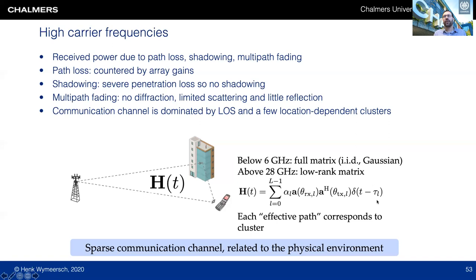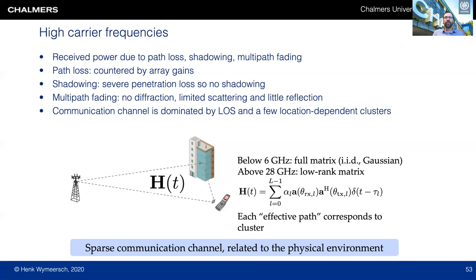Then there is a steering vector from the receiver side as a function of the angle of arrival. So this represents the array at the user in this case. And there's a steering vector at the base station side as a function of the angle of departure. And now you know what these angles mean. And for each of the paths, there is such an angle. And so this is how you can describe the channel. Even though it's a very high dimensional object, it is described with very few geometric parameters. So overall, the benefit of going to high carrier frequencies is that we'll have a sparse communication channel, which is very strongly related to the physical environment. So good for positioning.